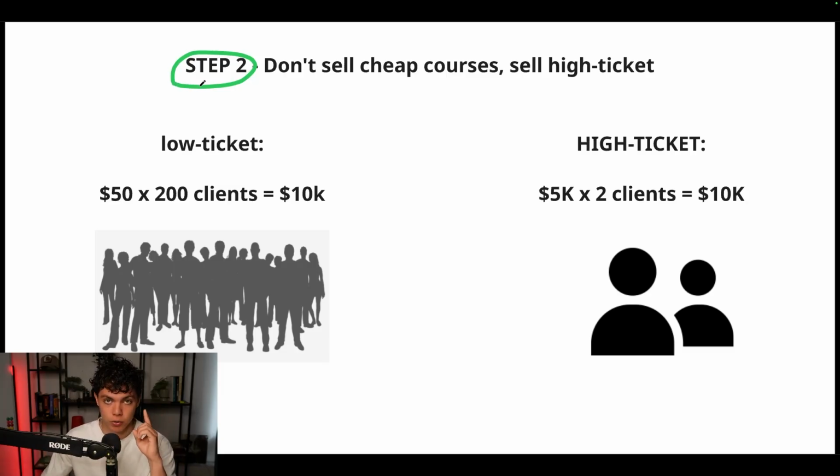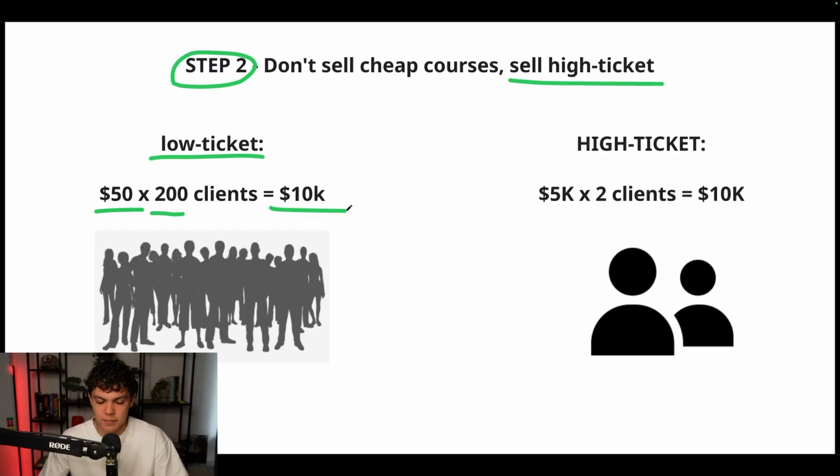But here's the problem that also most people make. They start to sell cheap courses and this and that. That's not very smart. You should sell high ticket programs like mentorships. Because listen, here's the math, and I've also had experience with this. Low ticket, let's say you sell a $50 per month course or something like that. You need 200 clients per month to get 10K. See? That's a lot of people. And especially if you're starting out, that's going to be very, very difficult to achieve.